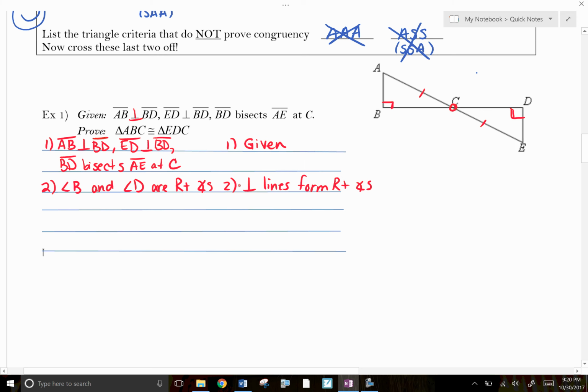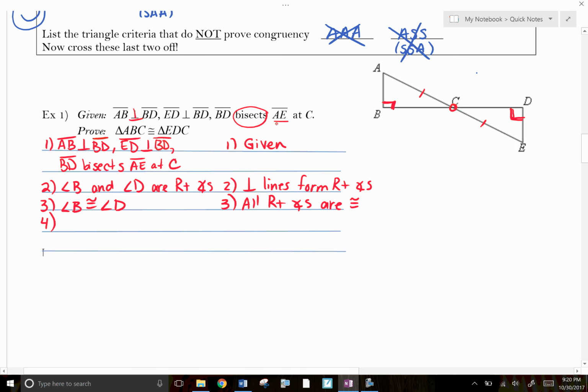B and D are right angles because of perpendicularity, and all right angles then have to be congruent. It takes 2 steps. B is congruent to D because all right angles are congruent. Okay, so now I've got this proved. Cool. 4, what else was in my given?